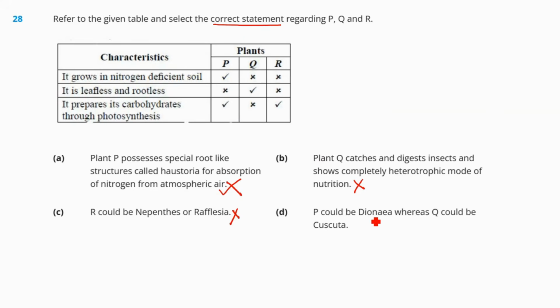P could be Dionaea, whereas Q could be Cuscuta. Yes, this is correct because Dionaea is an insectivorous plant and Cuscuta is a dependent plant, right? It depends on other plants. So this is a correct statement and the correct answer for question number 28.